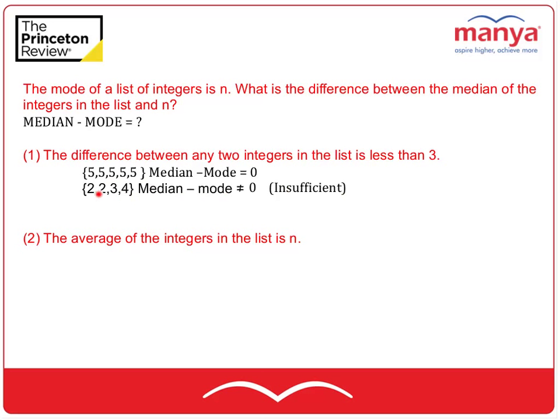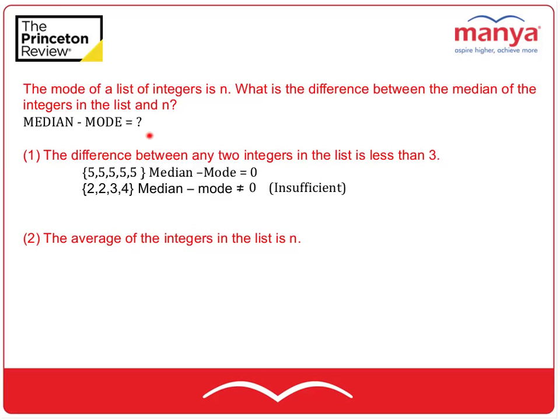So my median here is 2.5, because it is an even number of values, so the average of 2 and 3, but my mode is 2. So they are definitely not equal to 0. One time it was equal to 0 and one time it was not equal to 0. That is, I am getting two different values. So that means this statement is not sufficient. My answer should be a sure answer; I cannot get different answers.